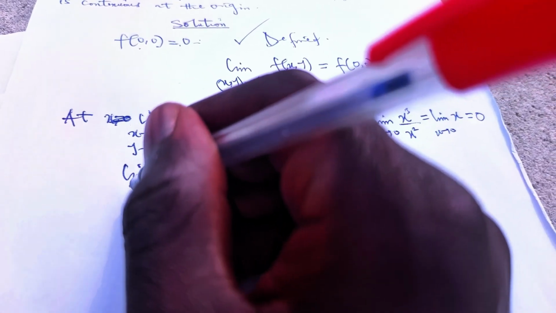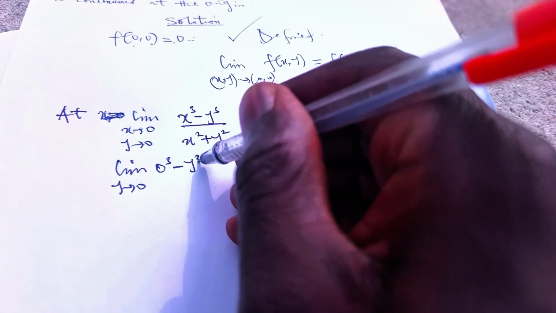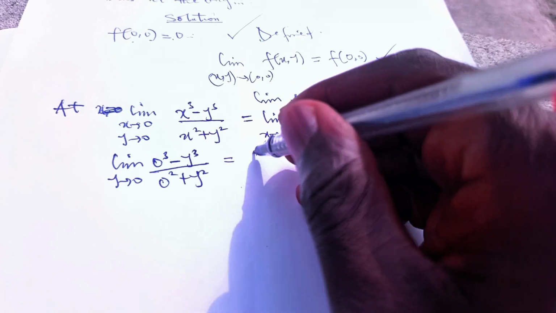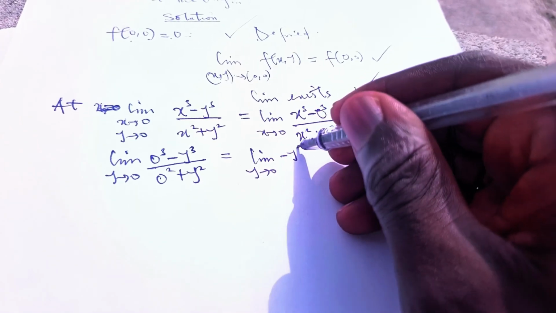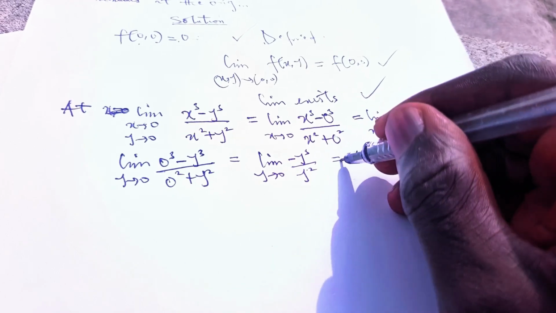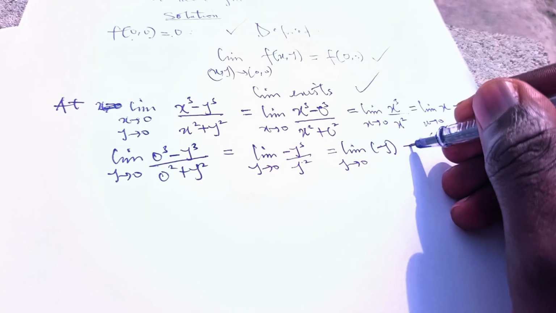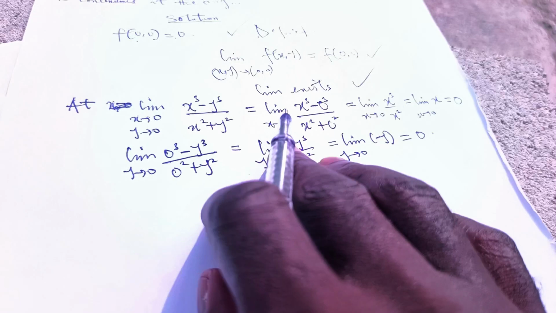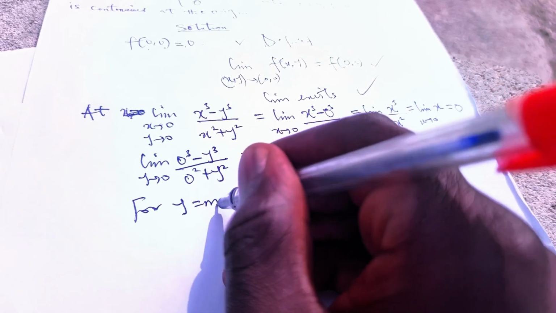Now let's take it for y. Limit of y tends to 0. Then here will be 0 cubed minus y cubed all over 0 squared plus y squared. The limit as y tends to 0 of minus y cubed over y squared, which is the limit as y tends to 0 of minus y, and is equal to 0. These two are the same. Then let's take it for y equals mx, on a straight line.